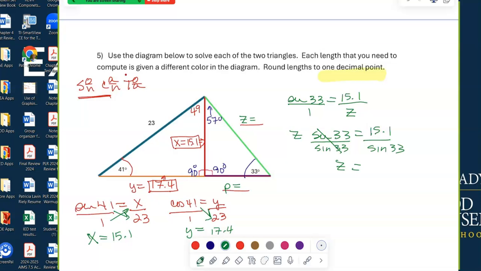So Z equals 15.1 divided by the sine of 33. Boom. Oops, I didn't do that right. 15.1 divided by the sine of 33. Okay, so that's going to be 27.7.